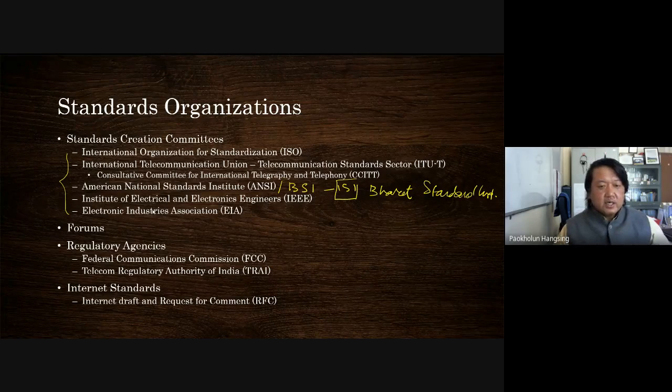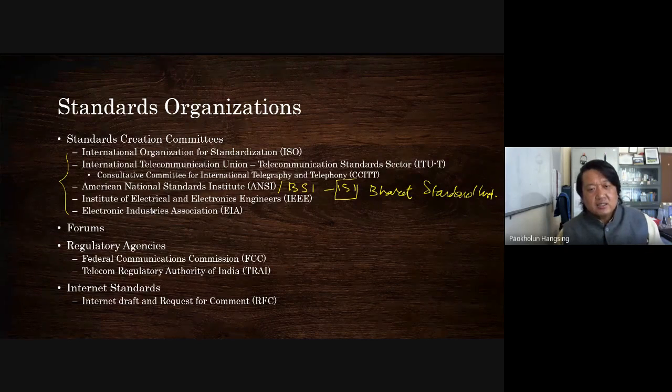Then we have the next standard creation committee, like the Electronic Industries Association, in short EIA. This is a non-profit organization devoted to the promotion of electronics manufacturing concerns. EIA has made significant contribution by defining physical connection interfaces and electronic signaling specification for data communication. That is where EIA is more important.